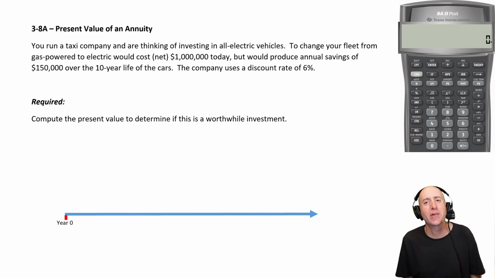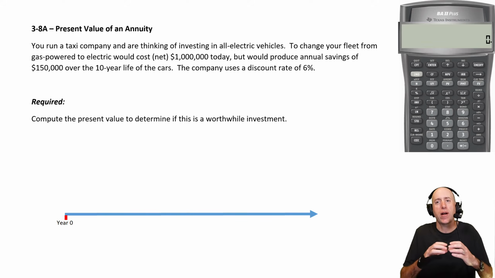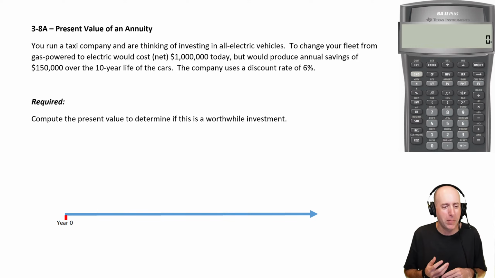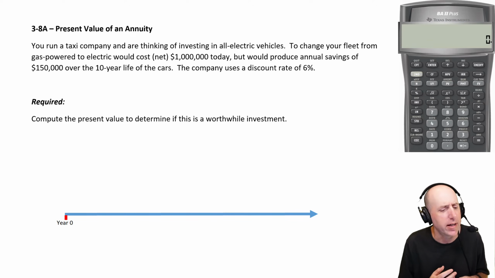Let's take a look at problem 3.8a. We're taking the present value of an annuity. An annuity is just a stretch of recurring cash flows. And this is such a common problem in corporate finance. I promise if you're doing finance, you will see this type of problem in your class where you've got a string of payments. So let's look at the situation and contemplate how we're going to tackle it.